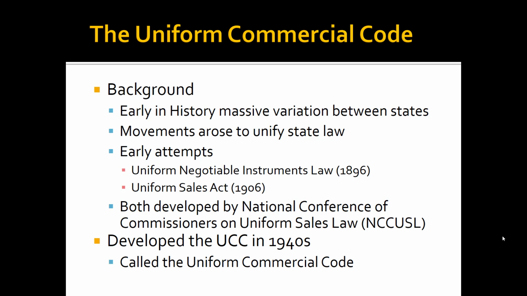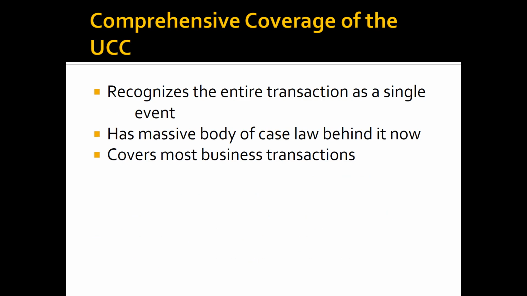By the middle part of the 20th century, it was really becoming obvious that the United States, in part because we were competing with other great industrial powers that were very consistent and unified, needed a unified body of commercial law. So by the 1940s, in the United States, the American Bar Association and different organizations helped to develop the UCC, the Uniform Commercial Code.